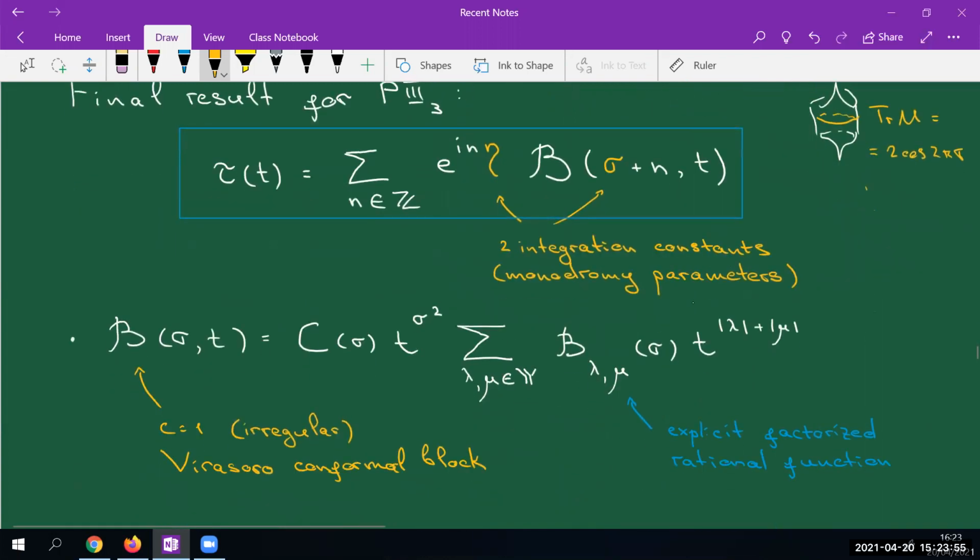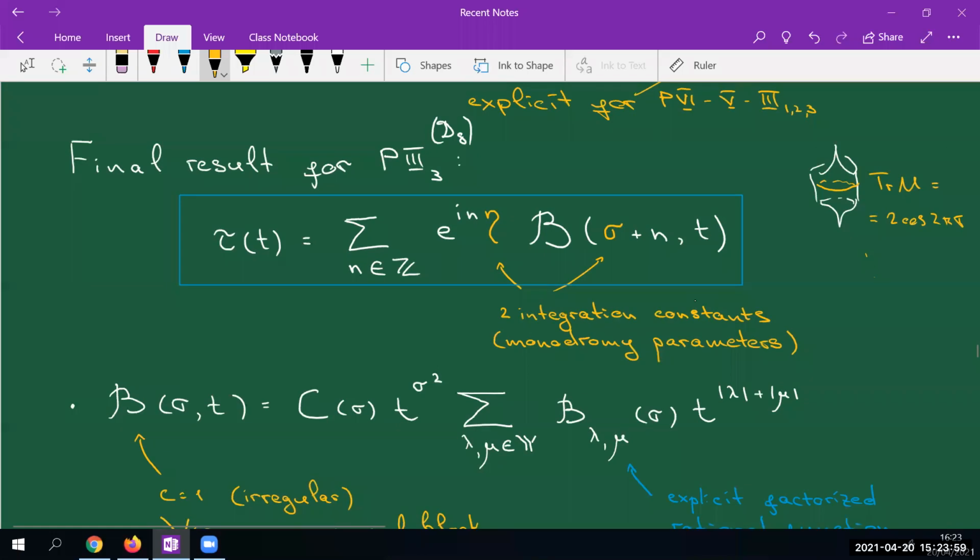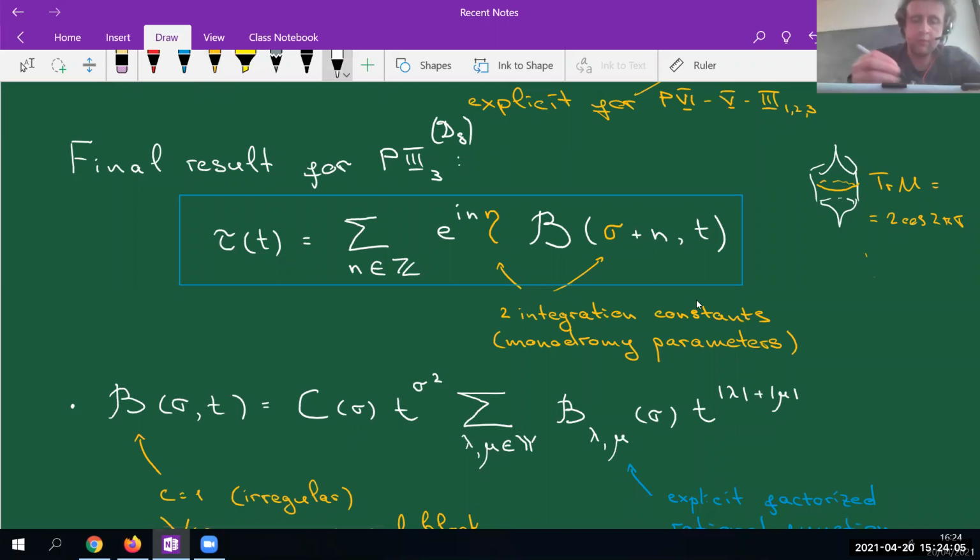Maybe I just don't know what the D8 thing means. For me, Painlevé 3 has two parameters, two monodromy parameters. So if you took generic Painlevé 3 and not this D8 thing, then in addition to the sigma and t, you would have some theta and theta twiddle.